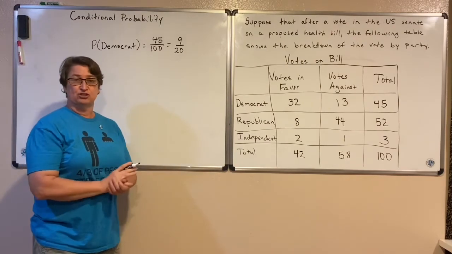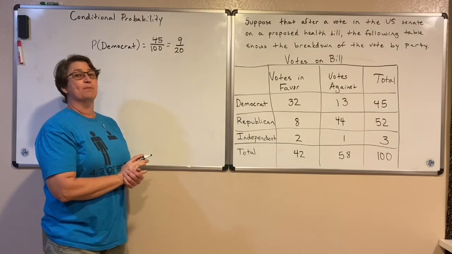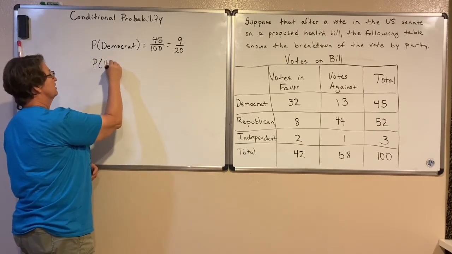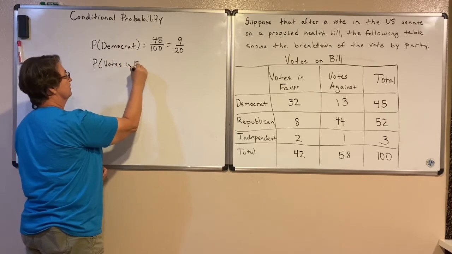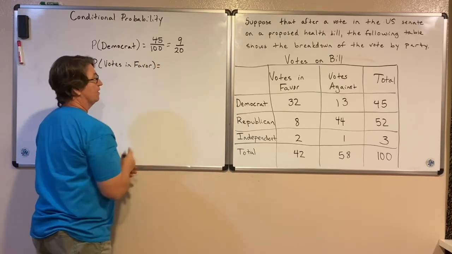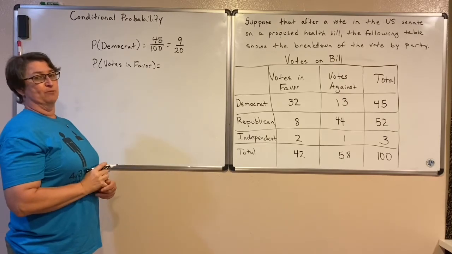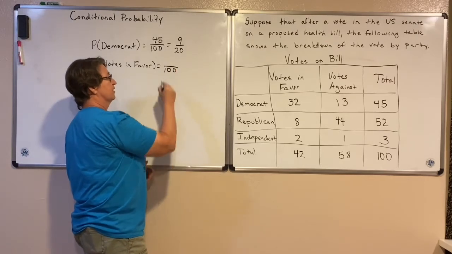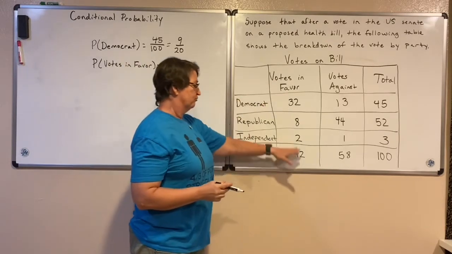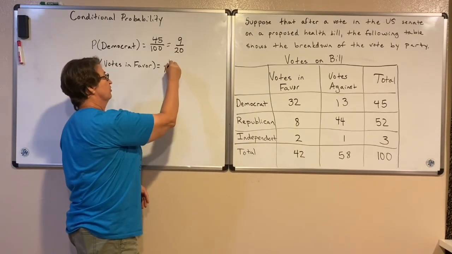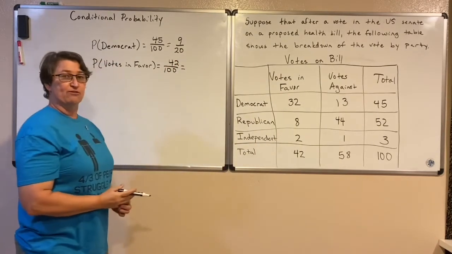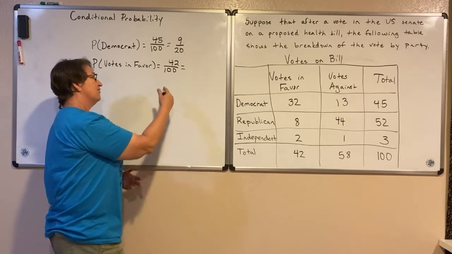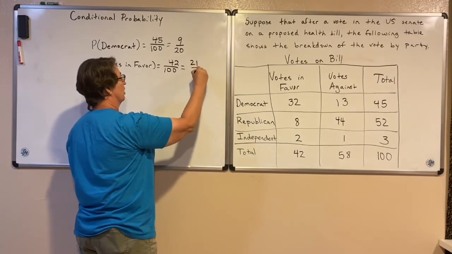Okay, let me change it just a little bit. What's the probability that I get someone who votes in favor of the bill? A senator in favor of the bill. Again, total number of senators is 100. Total number of those who voted in favor was 42. So the probability that I get someone in favor of the bill is 42 out of 100, 42%. Or we could divide the top and bottom by 2 and get 21/50.